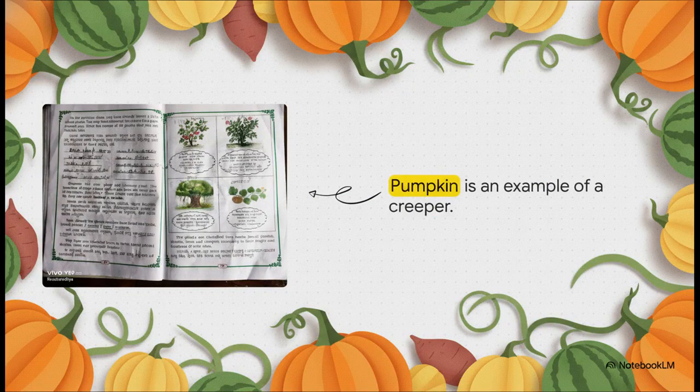Perfect examples of creepers include the pumpkin, watermelon, muskmelon, and sweet potato. Because they yield such incredibly heavy produce, they need a vast amount of ground space to support that structural load. It's a brilliant adaptation. So the next time you look at a garden or natural landscape, ask yourself this: how does the simple physical biology of a plant completely dictate its entire survival strategy?